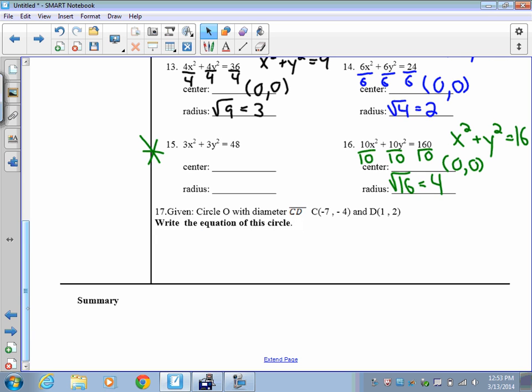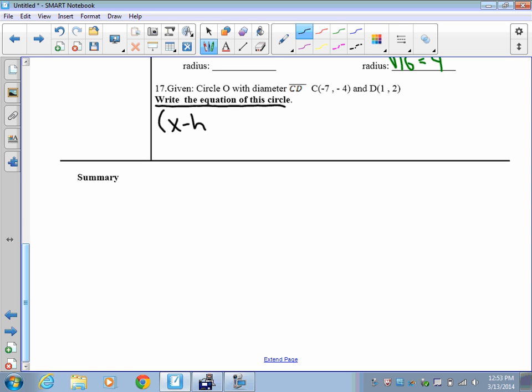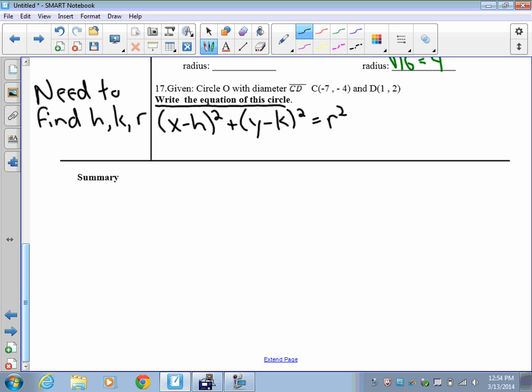So the last thing we have here is number 17. We're asked to write the equation of the circle. So we need to do x minus h squared plus y minus k squared equals r squared. We need to find h, k, and r. So we're given a diameter. Whenever we're given a diameter, those are endpoints that are on the circle.